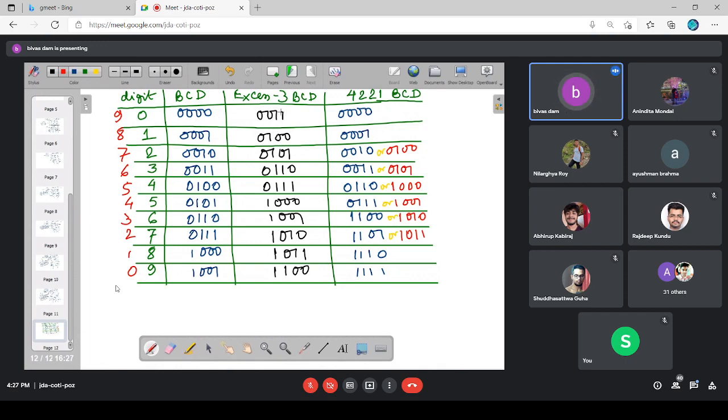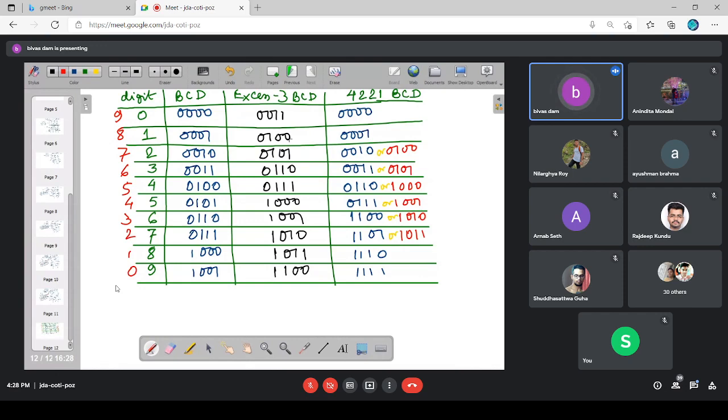But here, the excess-3 BCD pattern of 0 is 0 0 1 1. If you go for bitwise complementation, it becomes 1 1 0 0. That is the excess-3 BCD of 9. For 1, excess-3 BCD is 0 1 0 0. If I go for the bitwise complementation, it becomes 1 0 1 1. So that is the excess-3 BCD of 8. So you will find that for every excess-3 BCD pattern, if I go for its bitwise complementation, I arrive at the excess-3 BCD pattern of the corresponding 9's complement.